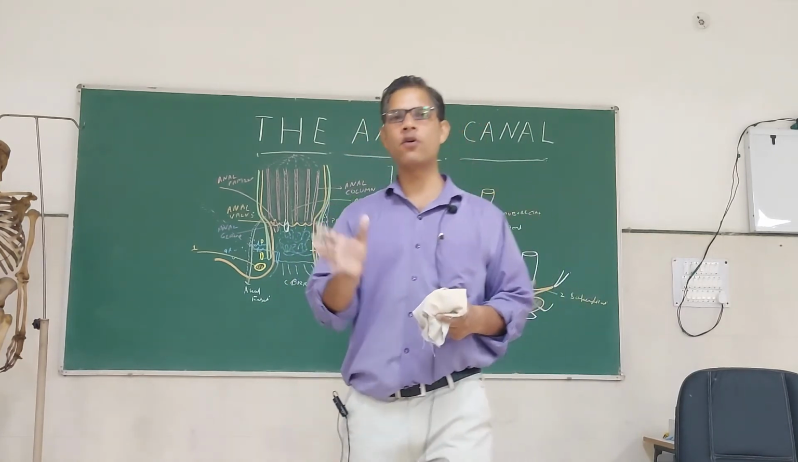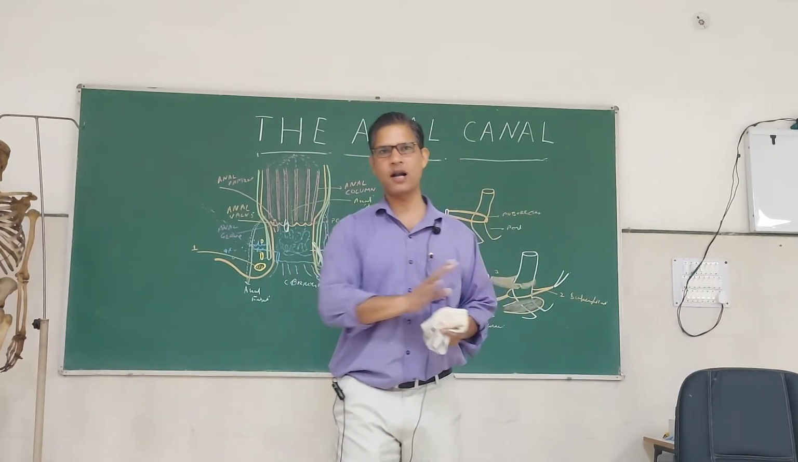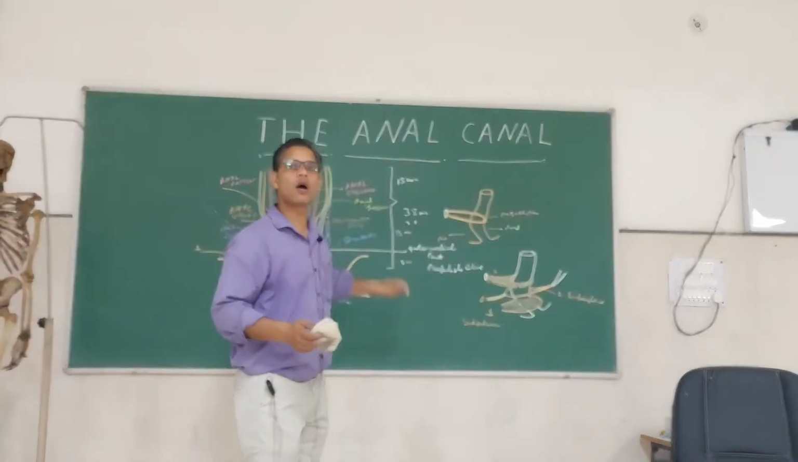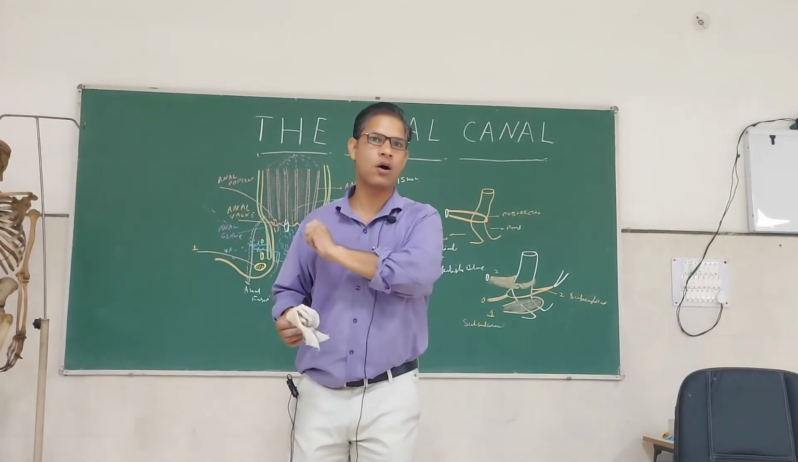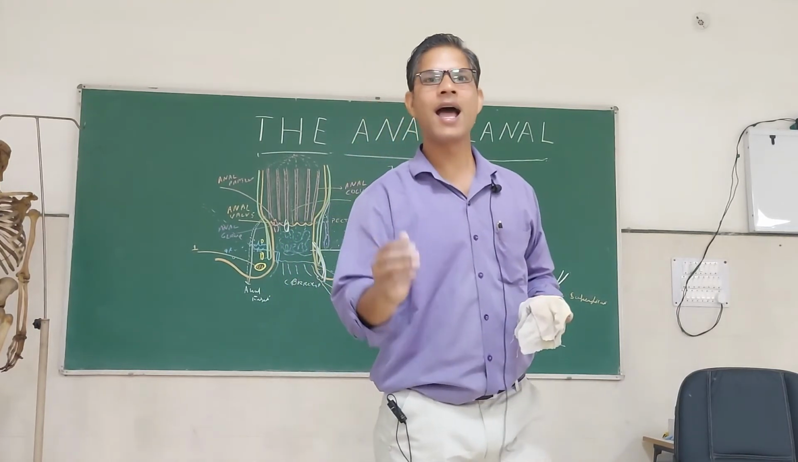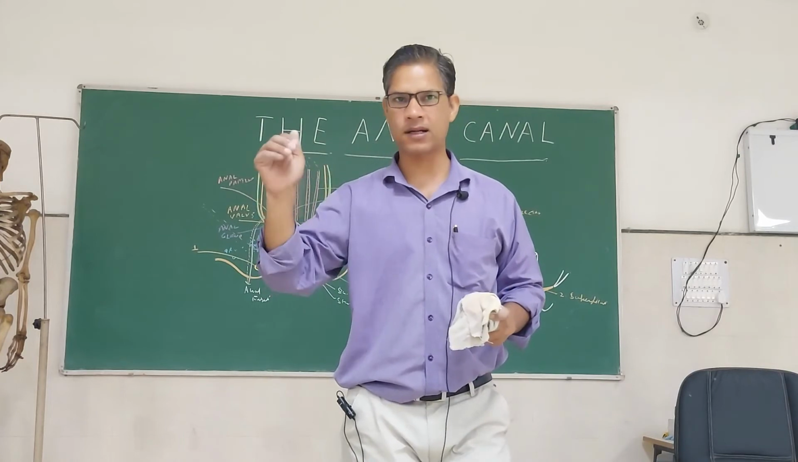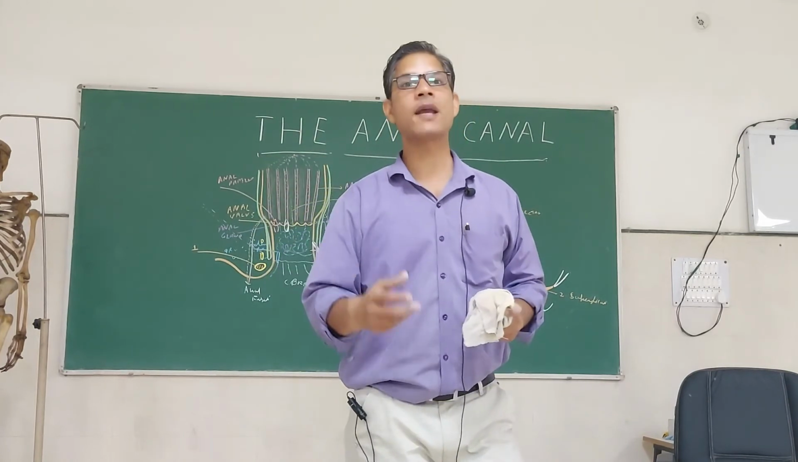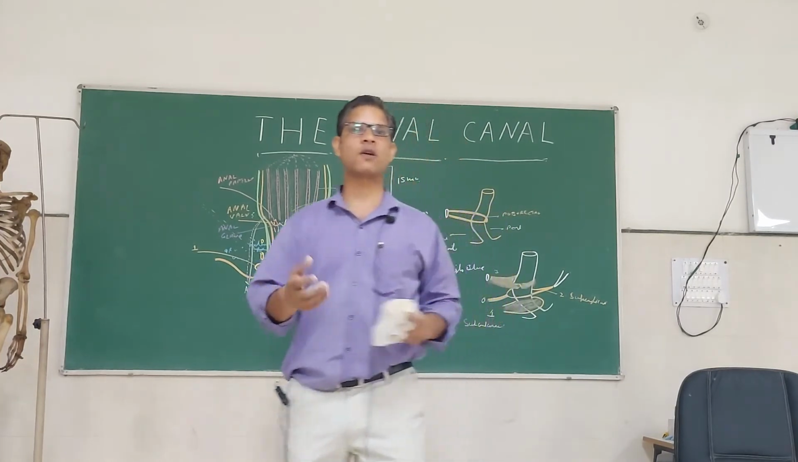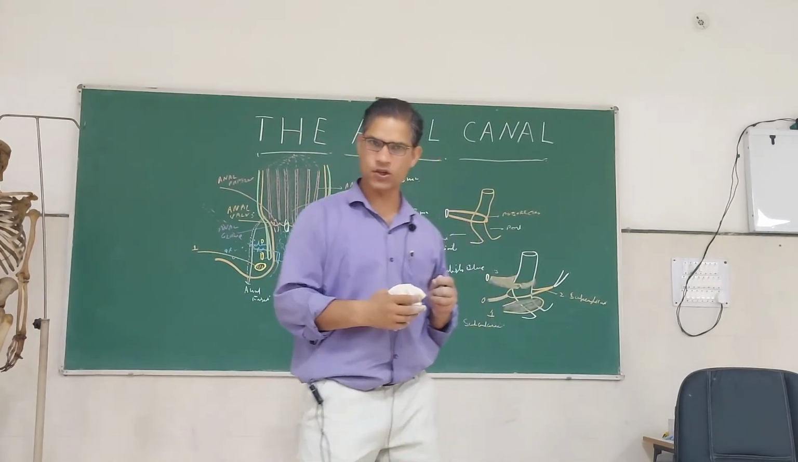A few features are very, very important. One is the anal column, also known as the column of Morgagni, 6 to 10 in number, having the terminal part of the superior rectal artery and superior rectal vein. It can produce internal piles, which may be a consequence of liver cirrhosis or portal hypertension.